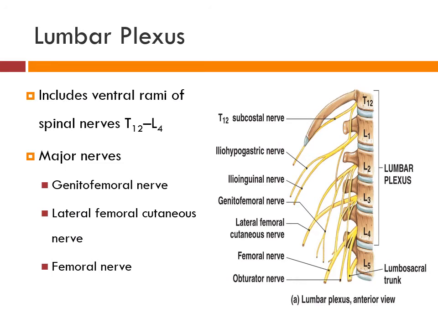The lumbar plexus is made up of the ventral rami of spinal nerves T12 to L4. So T12 to L4 here. The major nerves are the genitofemoral nerve, lateral femoral cutaneous nerve, and femoral nerve. And so I'd like you to be able to just recognize that those names are related to the lumbar plexus.